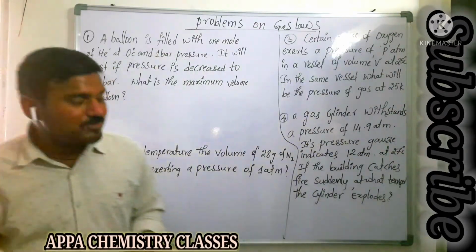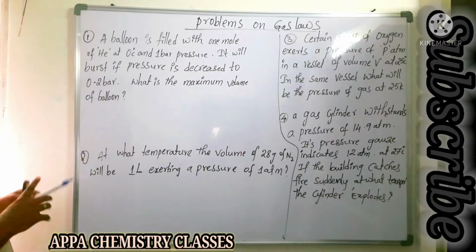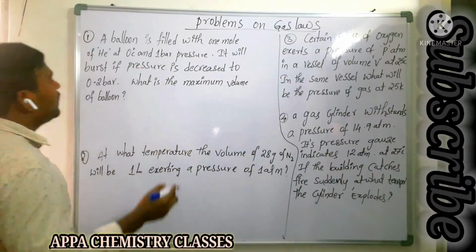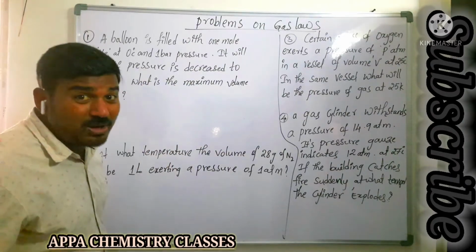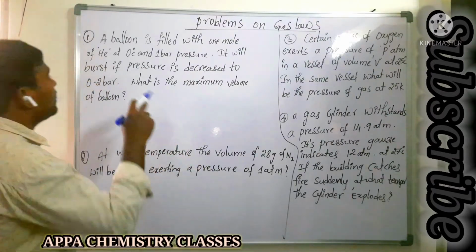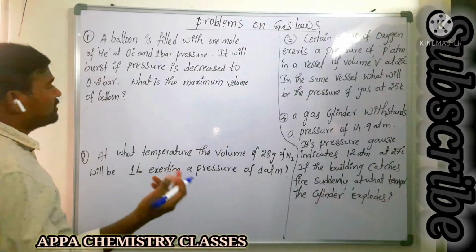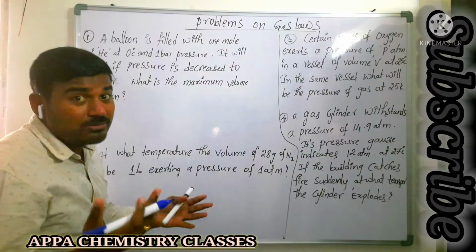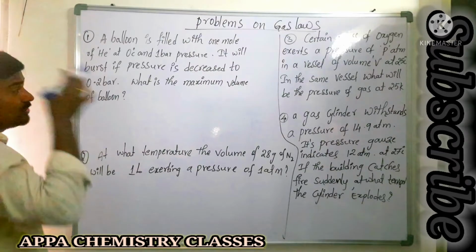So now what are the problems on gas laws we will see here. First problem: a balloon is filled with 1 mole of helium at 0 degrees Celsius and 1 bar pressure. It will burst if pressure is decreased to 0.2 bar. That is what they are doing, they are decreasing the pressure, indirectly they are increasing volume. So when it is 0.2 bar, what is the maximum volume of the balloon? At what maximum volume will that balloon burst? We cannot say explode, it should be burst.